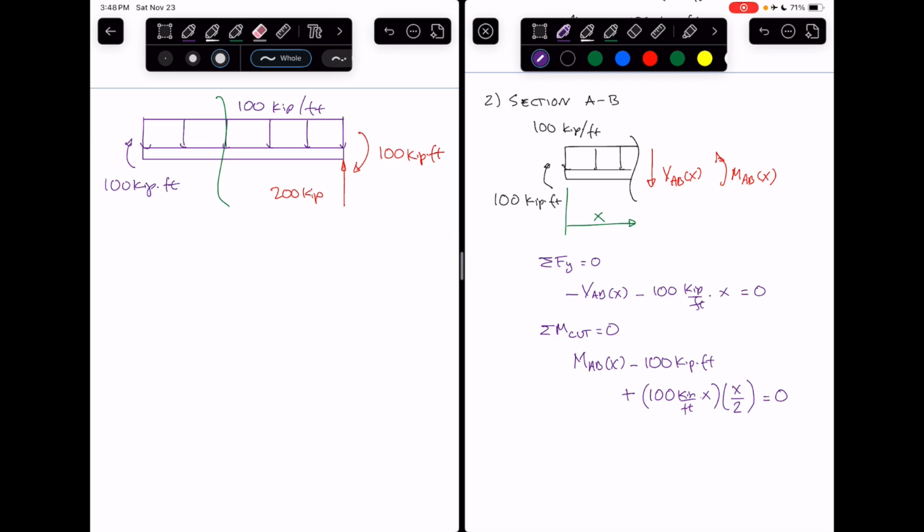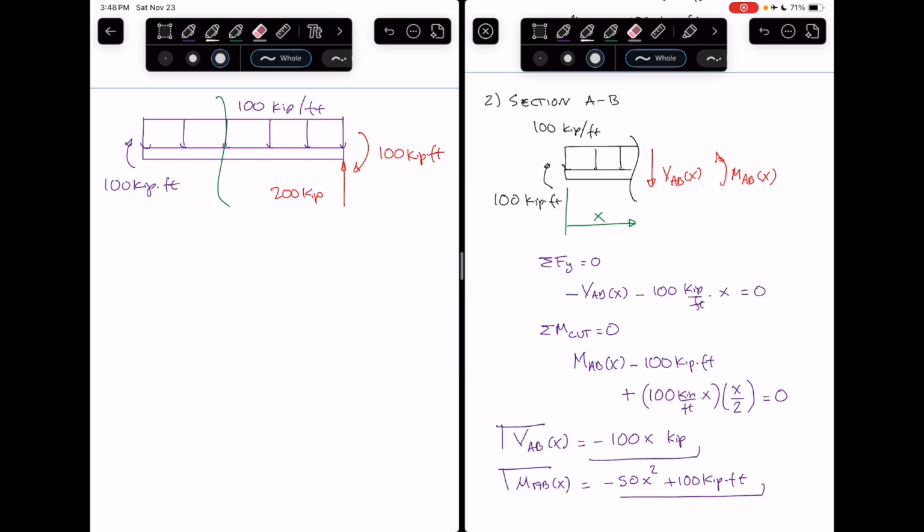And once I solve these two equations, I obtain that the shear between A and B as a function of x is equal to minus 100x kip. And I obtain that the bending moment between A and B as a function of x is equal to minus 50x squared plus 100 kip foot. We are now ready then to plot these as a function of x.